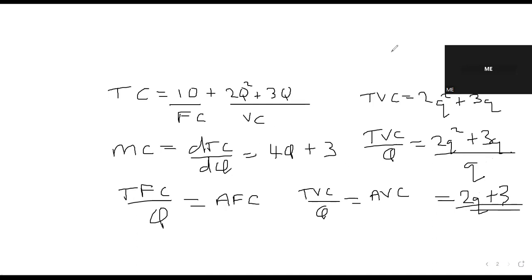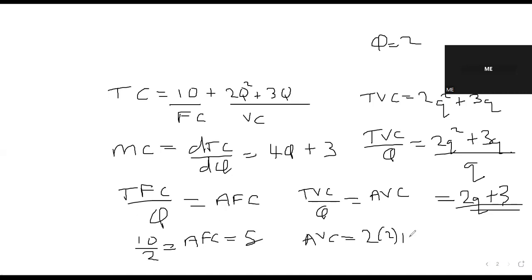Now, sometimes we'll be given the value of Q. For instance, if Q is 2, what is the actual value? Here our total fixed cost is 10, meaning 10 divided by 2 is equal to the average fixed cost, which is 5. Then we find our average variable cost. We divide by Q the total variable cost, which gives 2Q plus 3. But now we've been given a value of Q, which is 2. So where there is a Q, we put a 2. So 2 times 2 plus 3, which is 4 plus 3, which is 7.